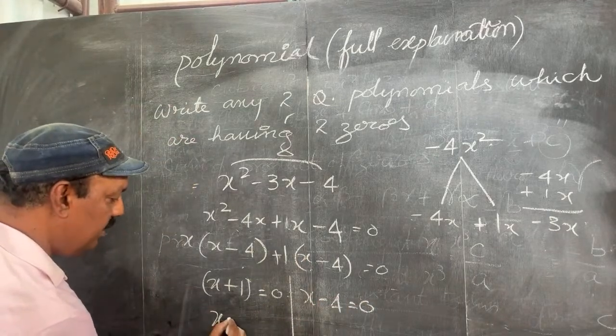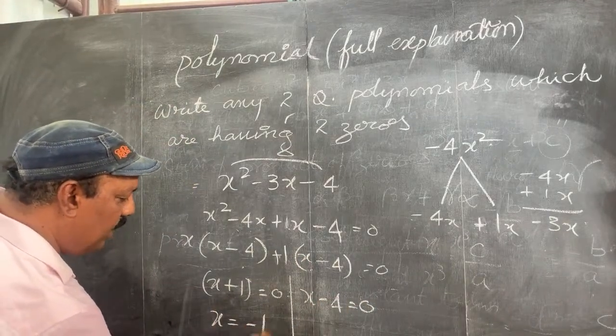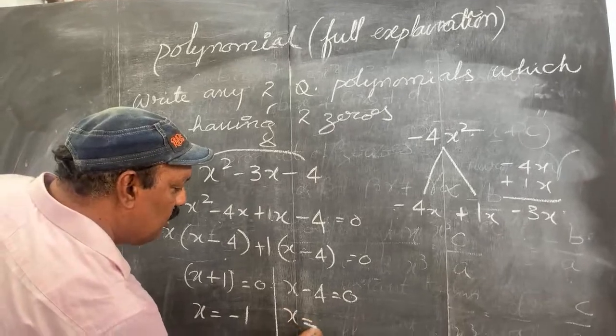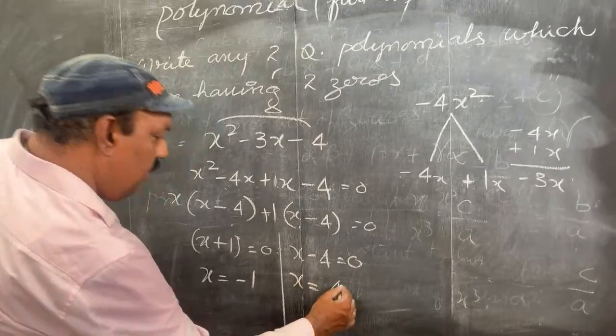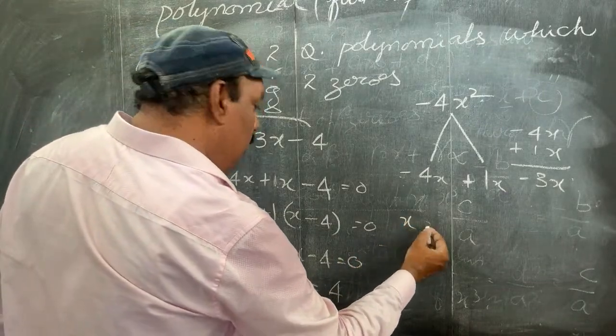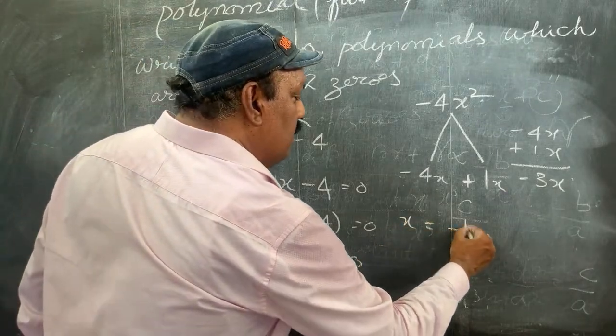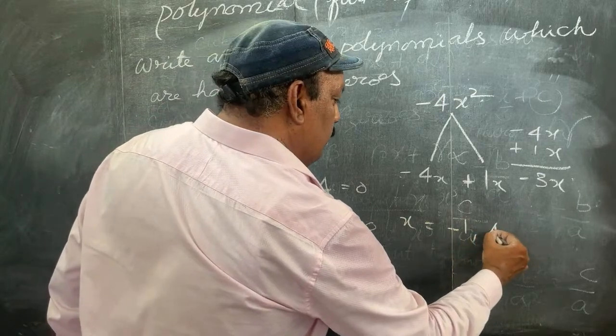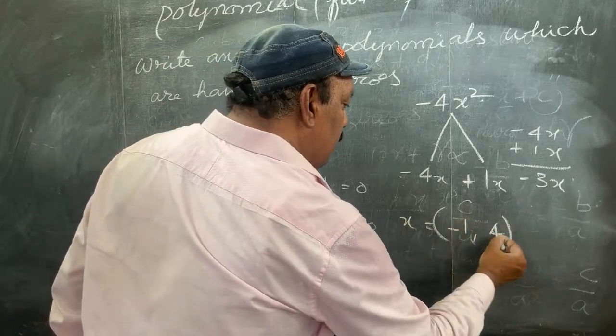Therefore x is equal to, we are sending the 1 to the other side, minus 1, and x is equal to, we are sending the 4 to the other side, plus 4. So what is the answer we have got here? x is equal to minus 1, 4. These are the two zeros we got.